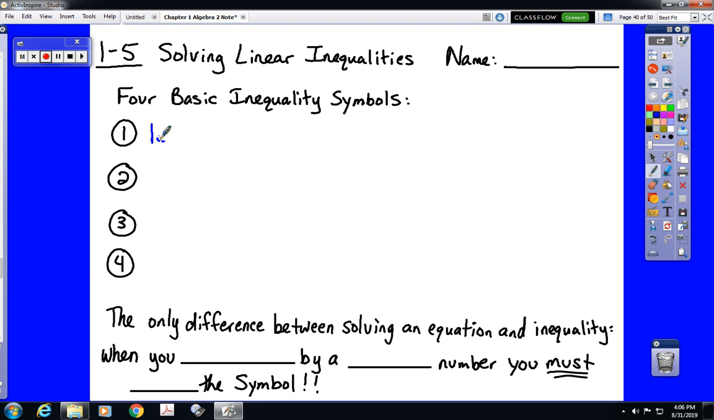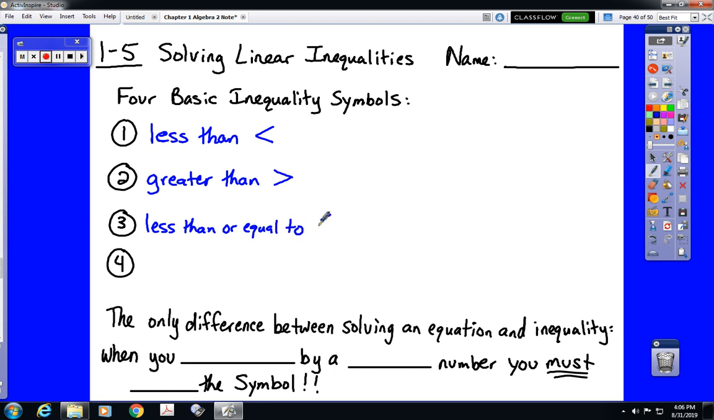We have the symbol less than, which looks like that. We have the symbol greater than, which looks like that. We have the symbol less than or equal to, which looks like less than, except we have the added bar underneath, indicating that it could also be equal to. And we have the symbol greater than or equal to, which looks like that. Now, we've done these in Algebra 1. This shouldn't be anything new.